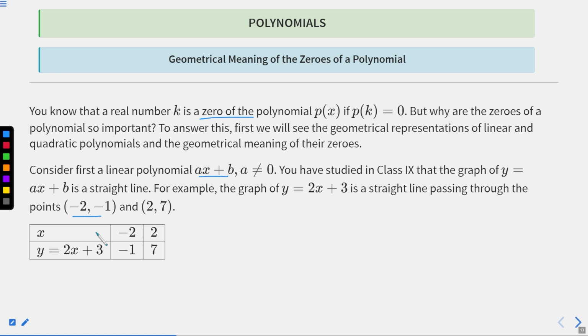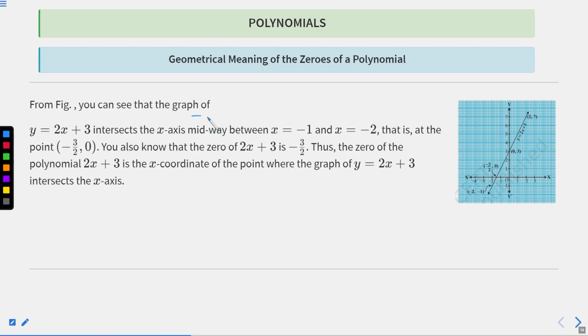Okay, so here in the table are the values of x and here the values of y. When x is equal to -2, the corresponding value of y is equal to -1. And when x is equal to 2, the corresponding value of y is equal to 7. So here we get two points, (-2, -1) and (2, 7). Now we can plot these two points on the graph, and then we can join them and we'll get a straight line.